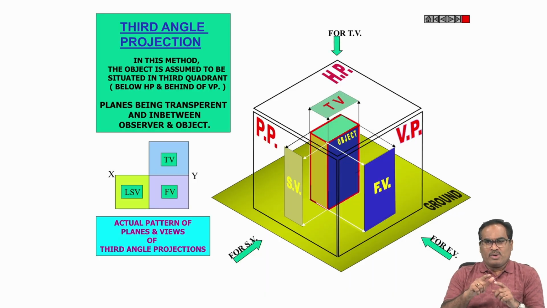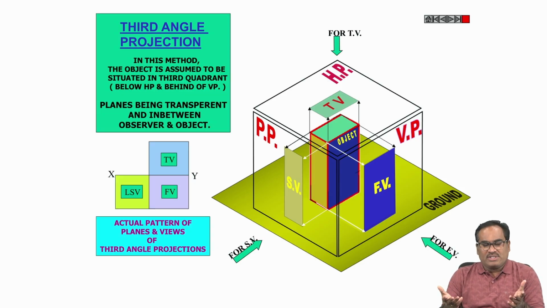Just crisscross. When we studied projections of points also, when a point is in the first quadrant, the front view is above the XY line and the top view is below the XY line. In the third quadrant, when you keep the point in the third quadrant and project, the top view is above the XY line and the front view is below the XY line. That is what we did actually. But anyway, in examinations you will mostly get only first angle projection, so learn first angle projection only.